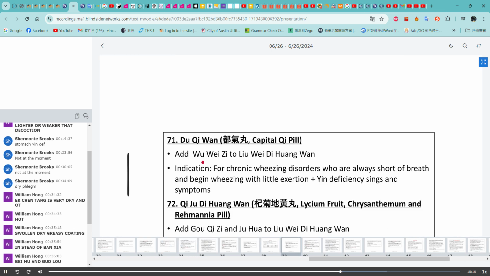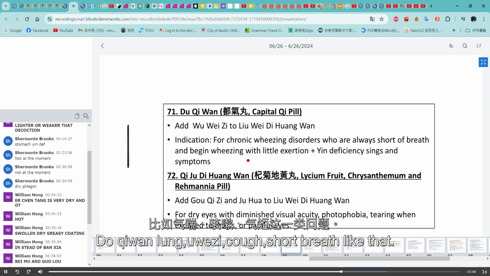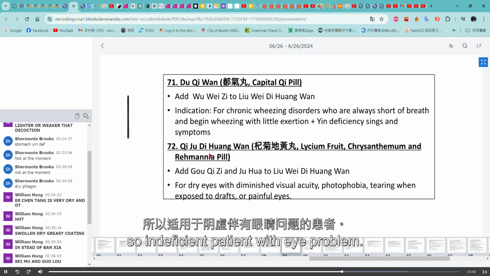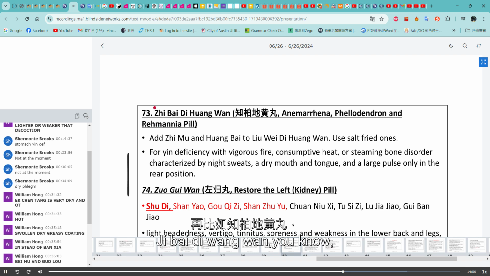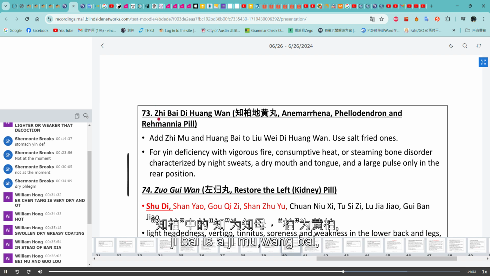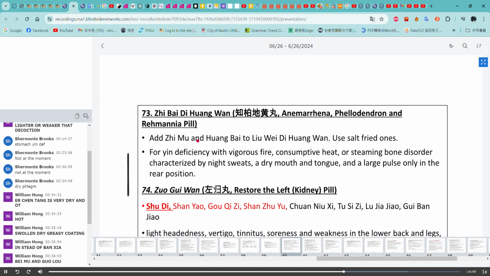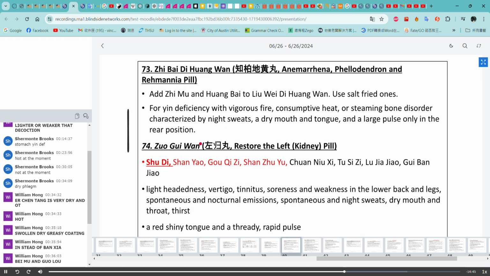Whereas Duchiwan is the lung: wheeze, cough, short of breath like that. Chijudihuangwan, with Gouqizi and Juhua, is good for the eyes, so an insufficient patient with an eye problem. Zhibaidihuangwan, Zhimu and Huangbai, both are cold and clear dampness by urination. So this is insufficiency heat, fire.